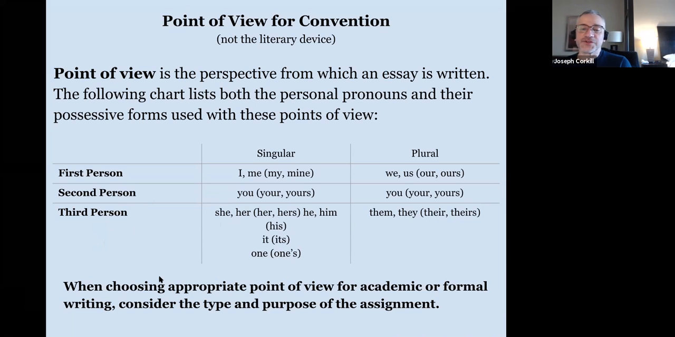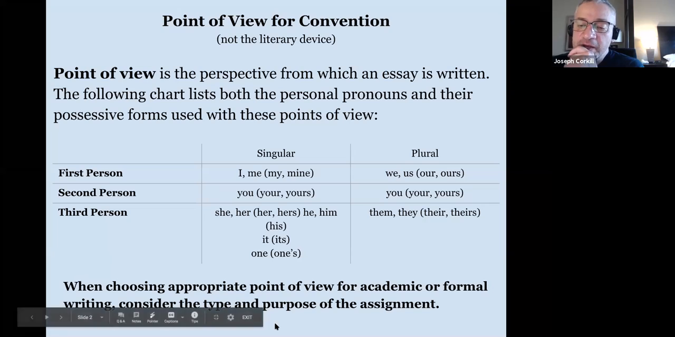When choosing appropriate point of view for academic or formal writing, consider the type and purpose of the assignment. Think about who your audience is. Your audience in this type of writing is always a group of teachers or professors when you're writing a text analysis response. You're looking at it from that point of view. Let me go back.